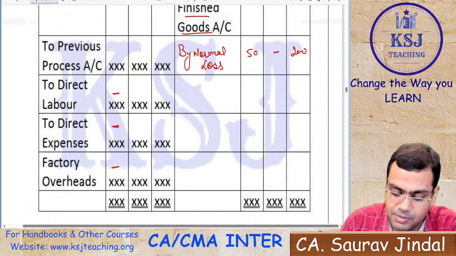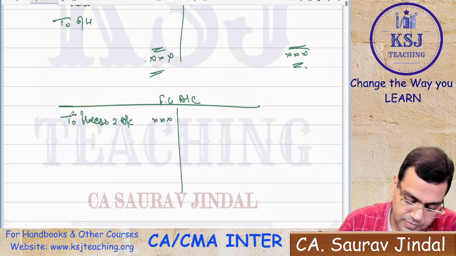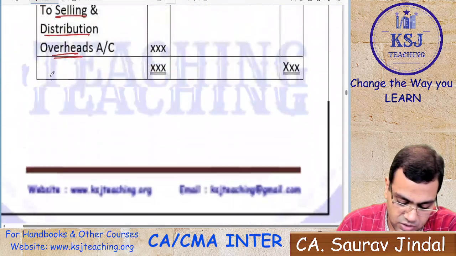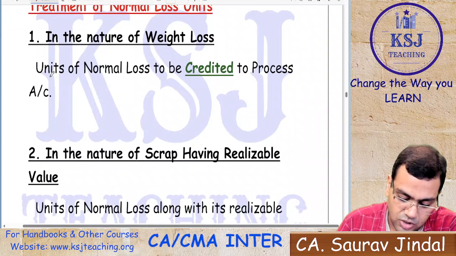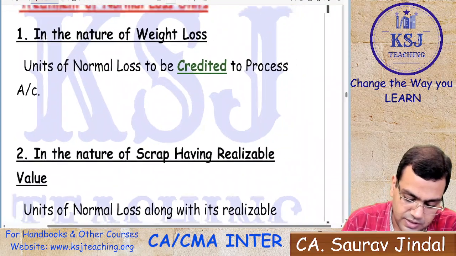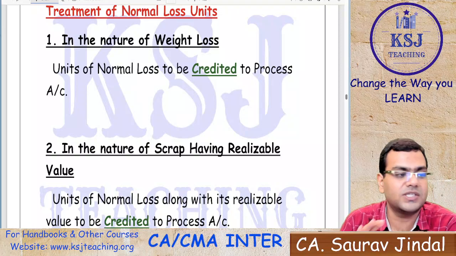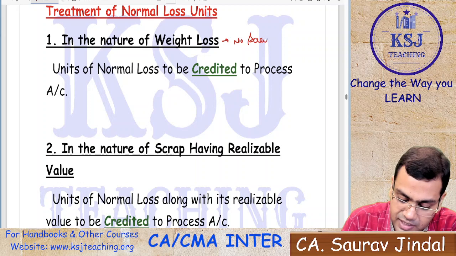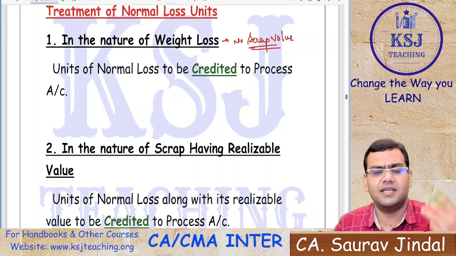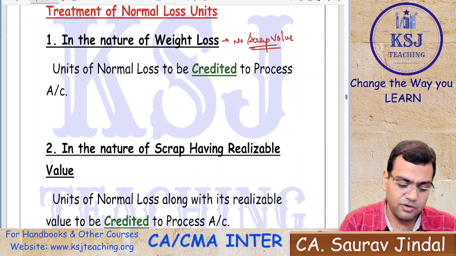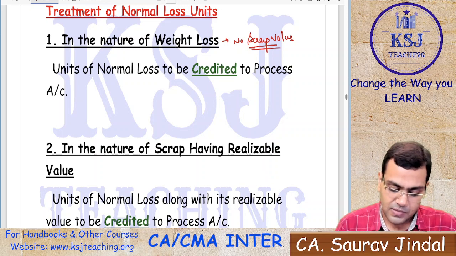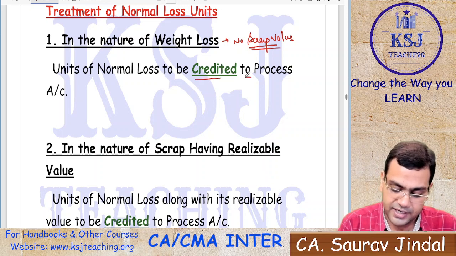Now, if this is about the normal loss, let's see what is given here regarding the normal loss. We have already been given normal loss in the nature of weight loss, right? If it is a weight loss, then there will be no scrap value. Why is it given as weight loss? That means here there will be no scrap value, right? Because weight loss means the material has evaporated. Now it has evaporated, how can you find out the scrap? Can you sell it and find out the scrap? No, sir, right?